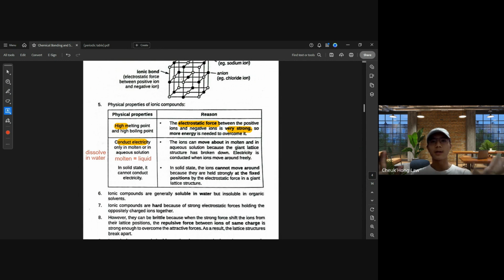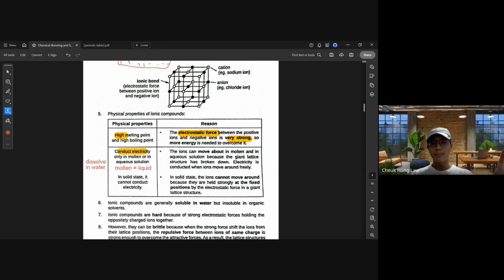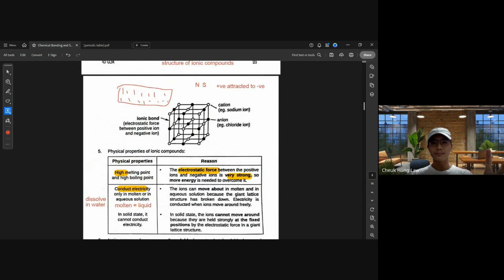So why does it conduct electricity in these states? Remember I talked about the crowded MRT, right? The MRT is crowded, but when the doors open, the people can move freely, correct? So when the people can move freely, they are like the ions. The ions can move freely to conduct electricity.